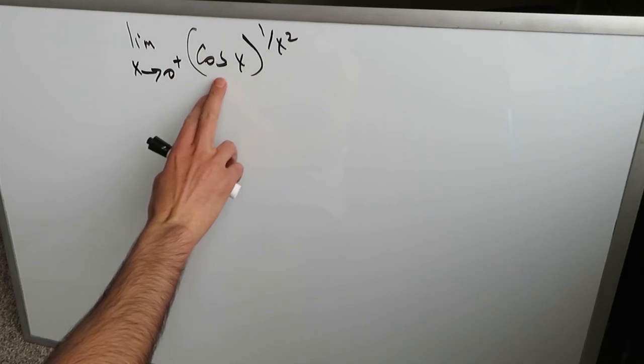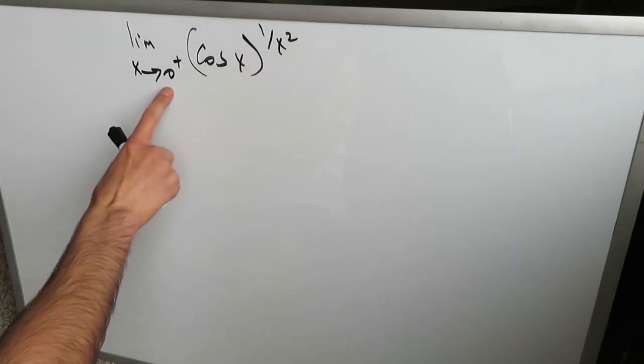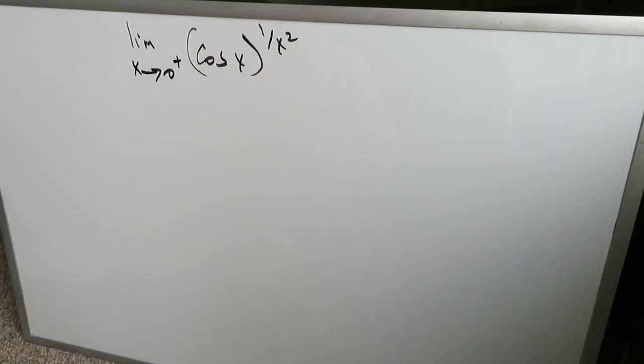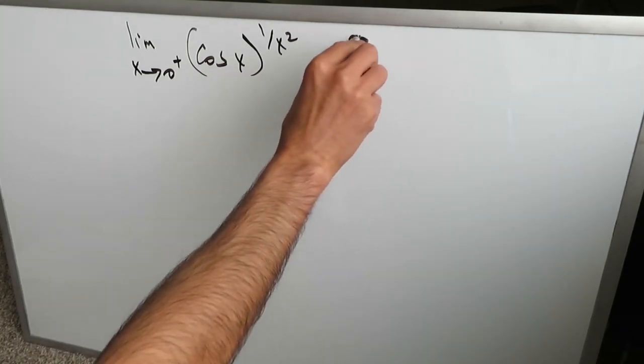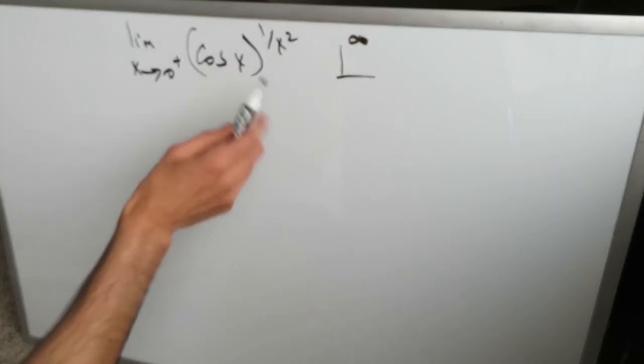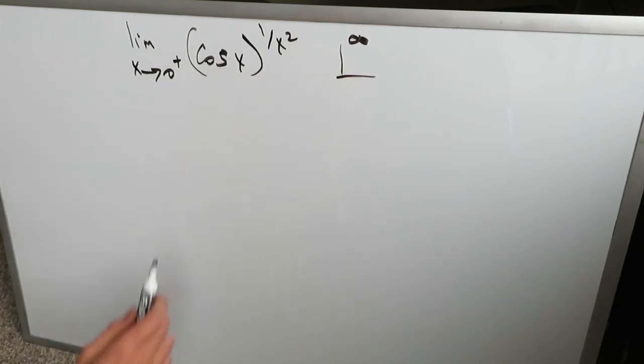For this question here, cosine x to the power of 1 over x squared, if you put zeros in place of everything, you'll get a 1 over here. You're basically looking at the 1 to the power of infinity type. And you have to convert this into a form of products.